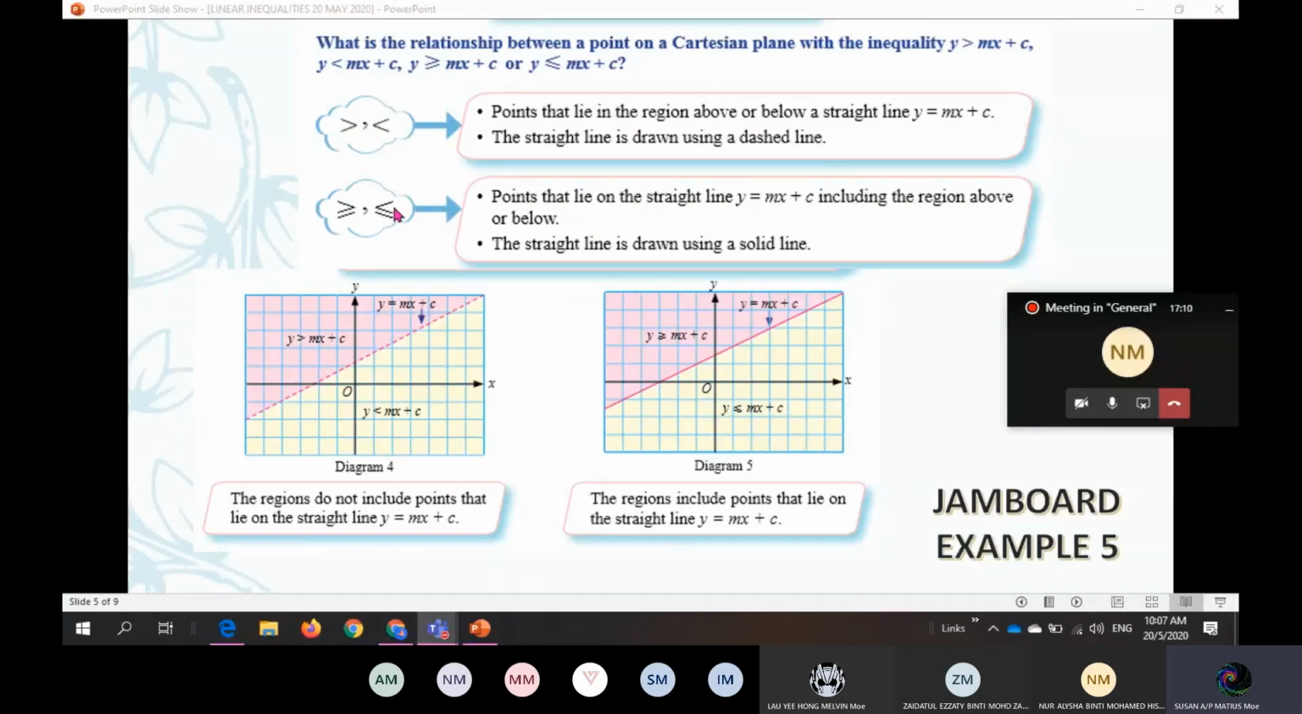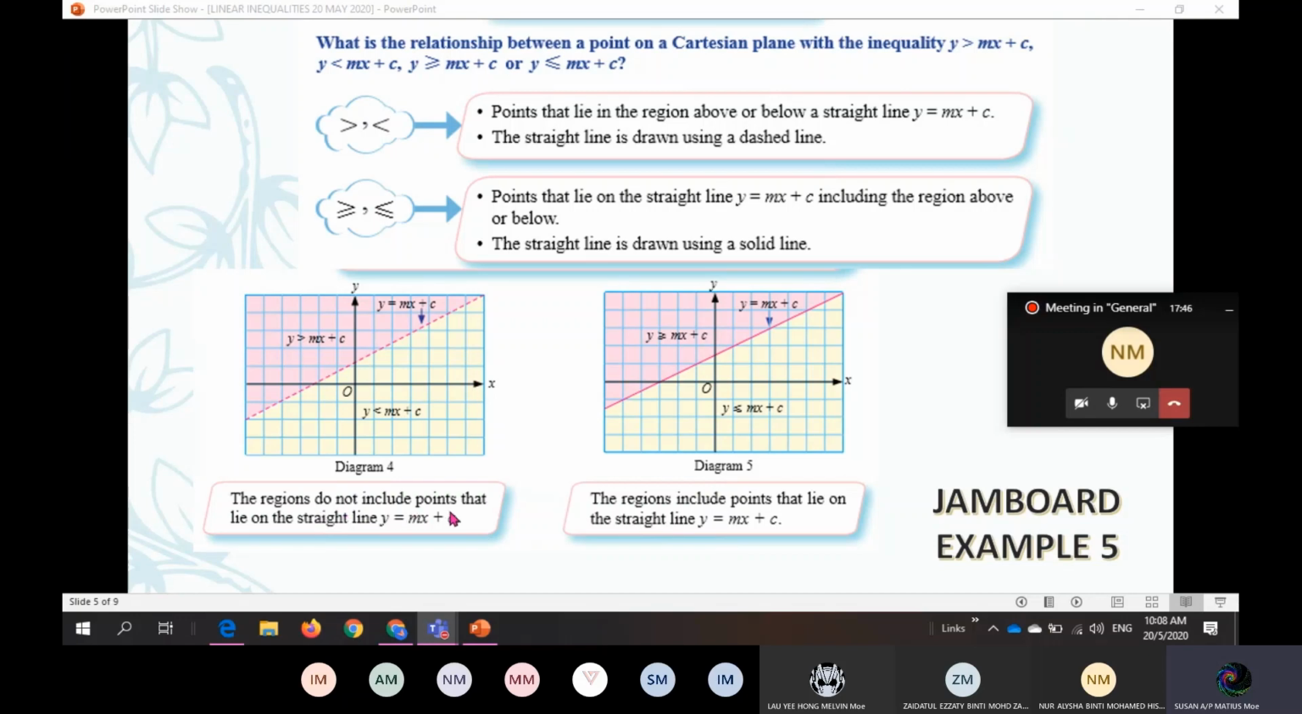But when you have the symbol of greater than or equal to, or less than or equal to, you will have to draw a solid line. Why a solid line? In this case, the points can only be up or down, above or below. But in this case, the point can be above, on the line, and below. So there are three types of points here. The region includes points that lie on the straight line, whereas in the earlier case it does not include them.